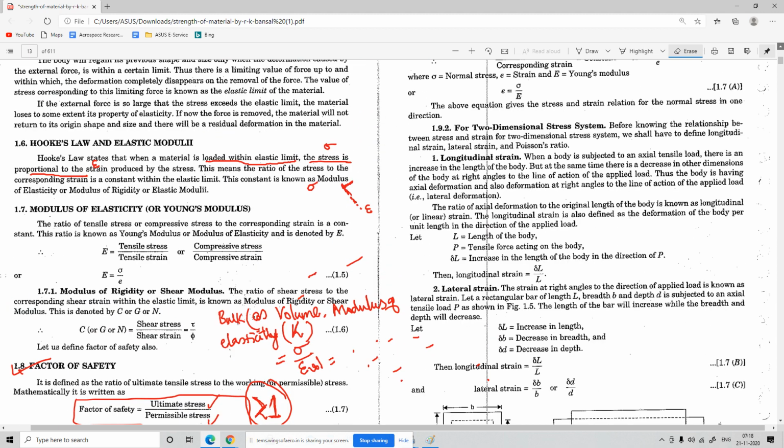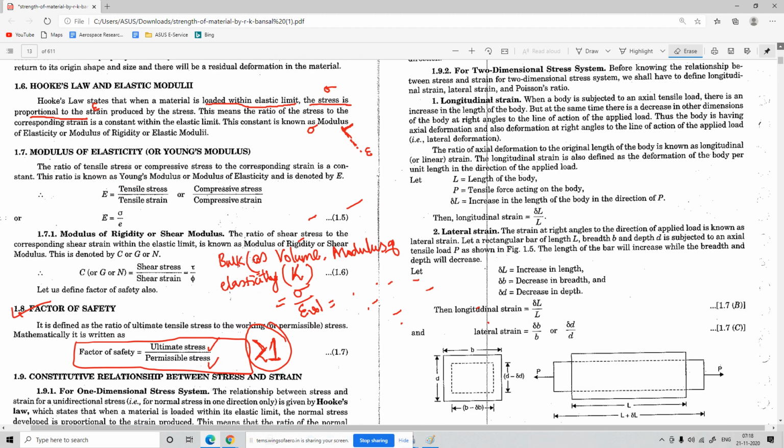Now there are two-dimensional systems. Okay, so the strain can be defined in another two ways. One is a longitudinal strain, another is a lateral strain. Longitudinal strain, I have already said, is change in length by the original length. Now there is also what is called a lateral strain.